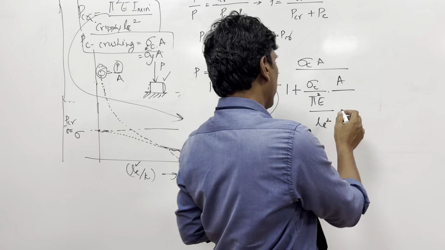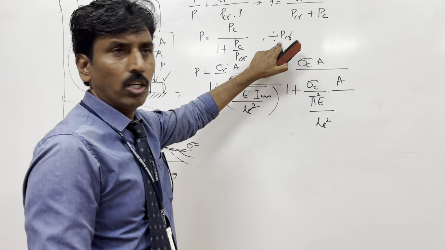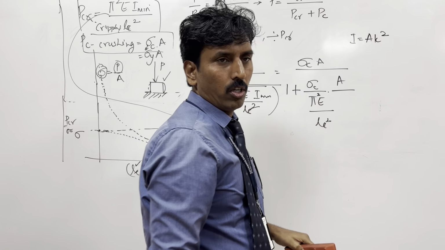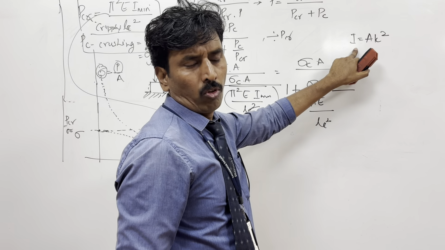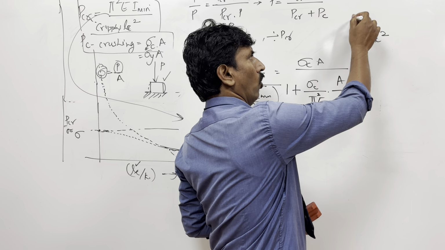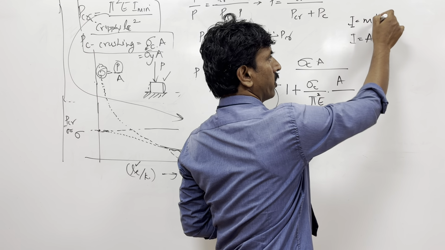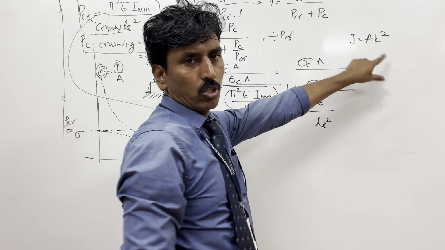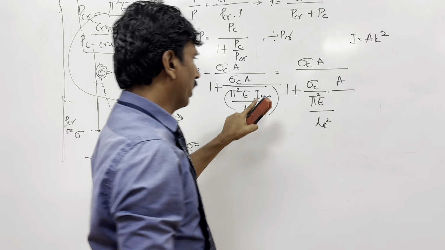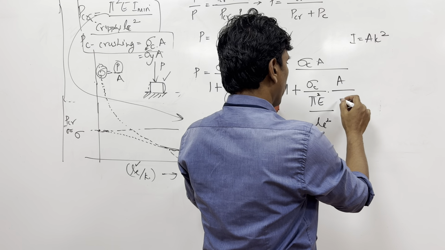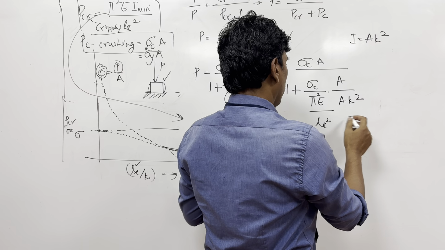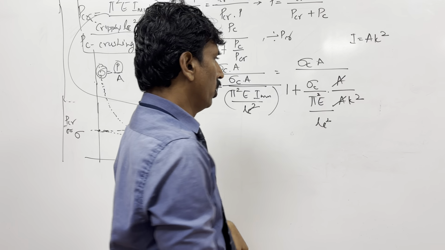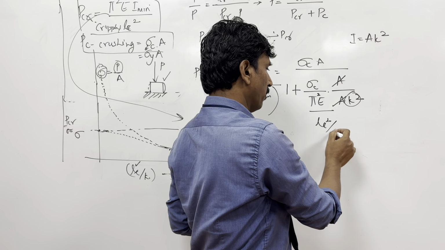This I can be written as, guys, what is I, I said just now, few minutes back, I is equal to AK square. For area moment of inertia, it is AK square. For mass moment of inertia, it is MK square. So I think we will see this in dynamics later. So I is equal to AK square for area moment of inertia. So let us substitute I is equal to AK square now. Now this A and A get cancelled out, and this K square can come down.